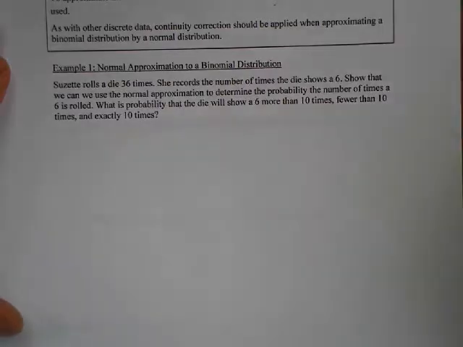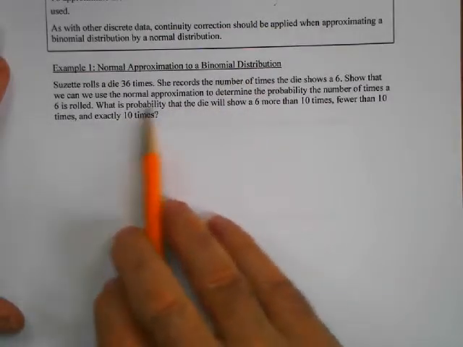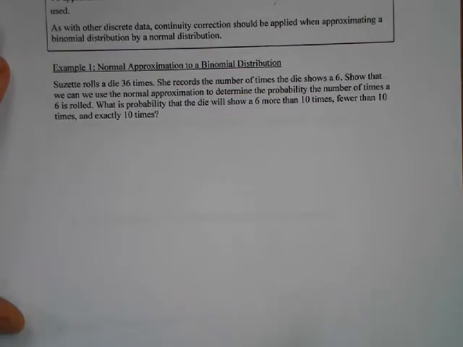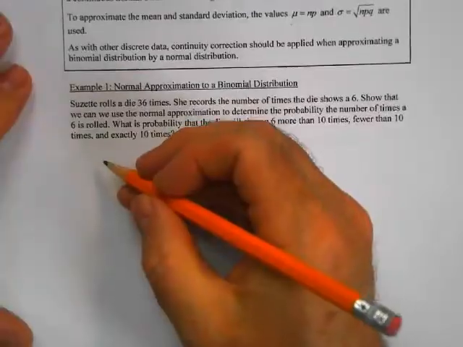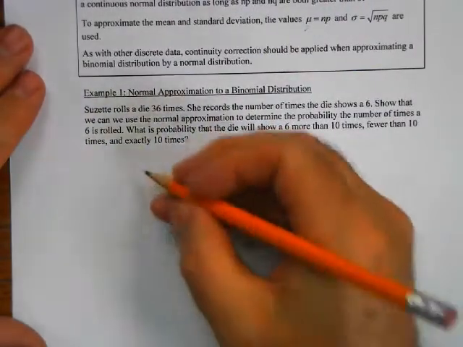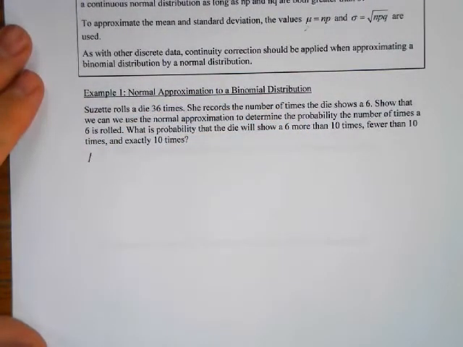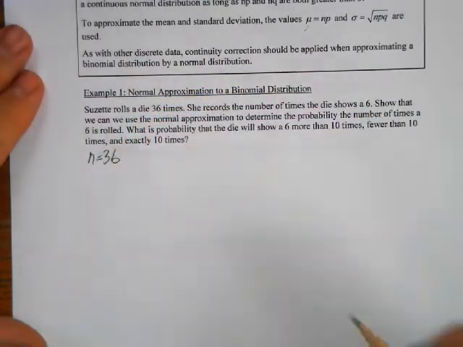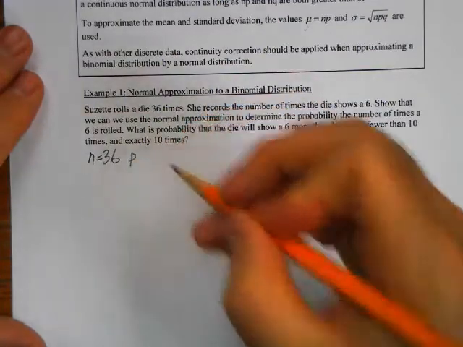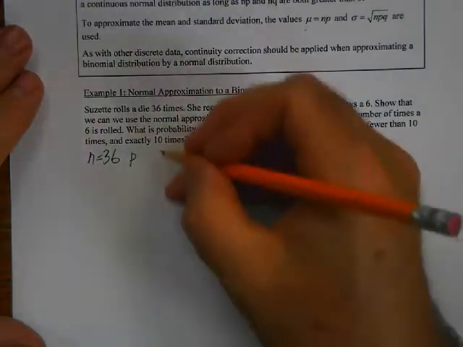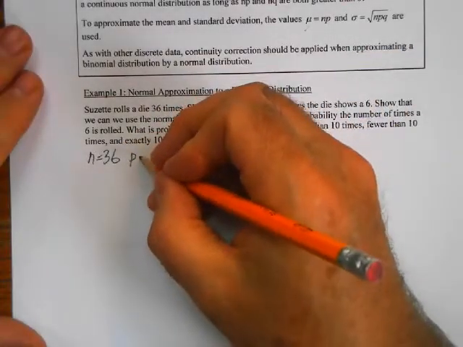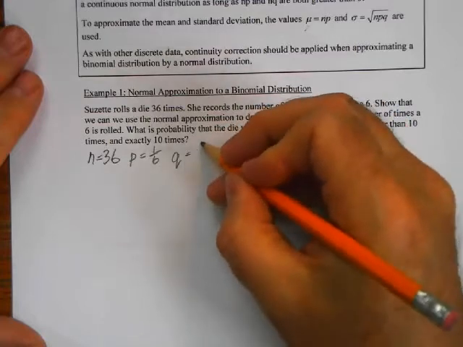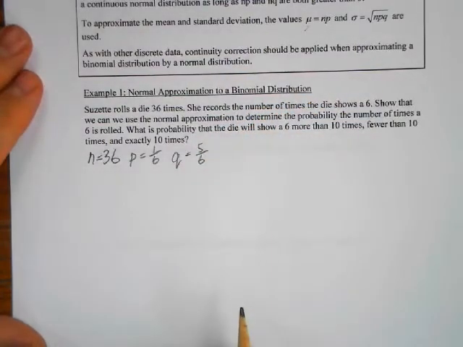And then there are 3 different questions about the probability that the die shows a 6 a certain number of times. So before we get there, let's do our due diligence here. Our n value is the number of rolls, which is 36. p is the probability of success, that's 1/6. And therefore q will be 1 minus 1/6, 5/6, the probability of not rolling a 6.